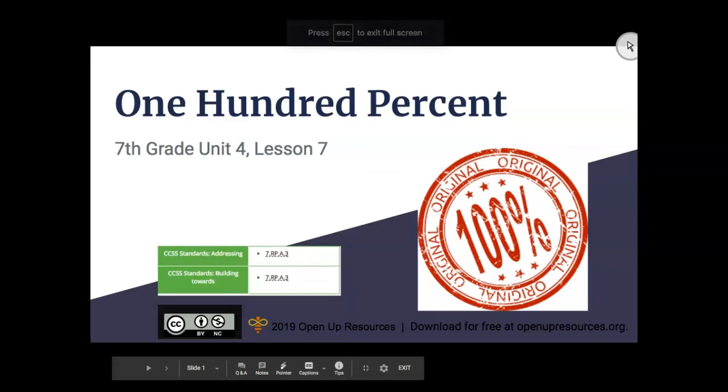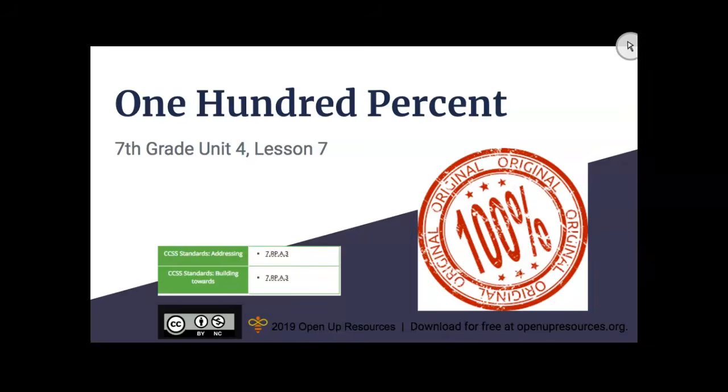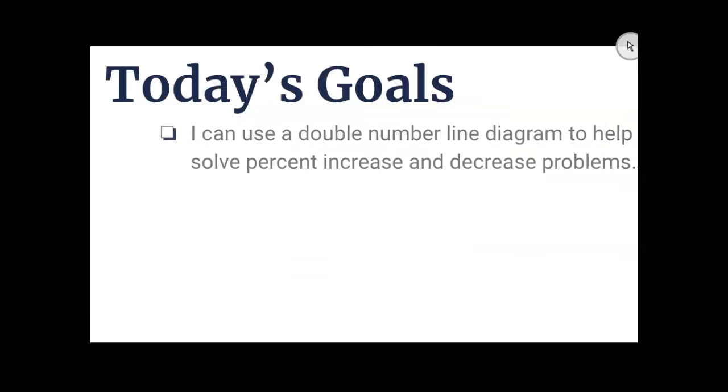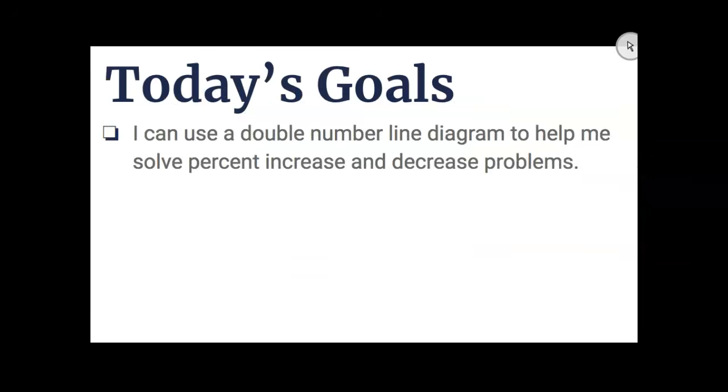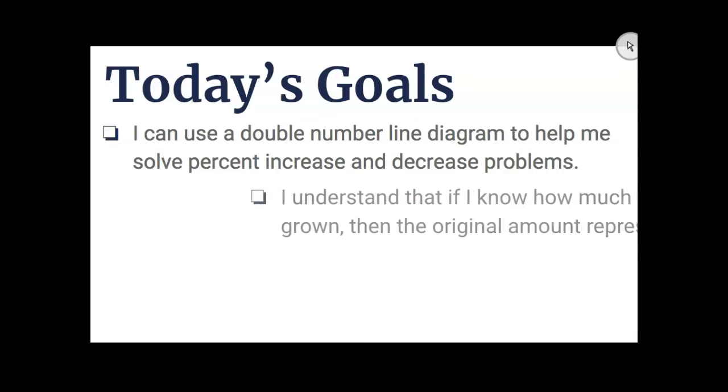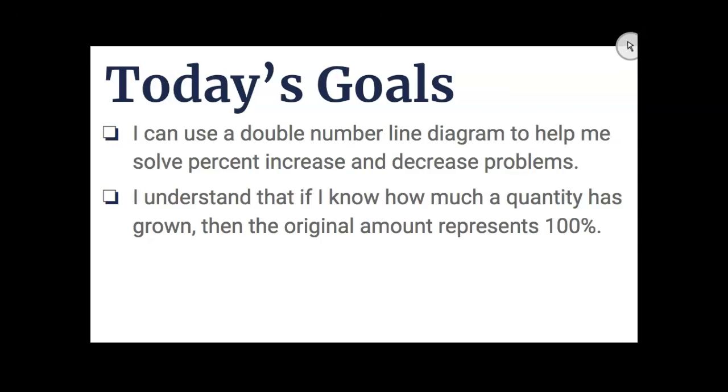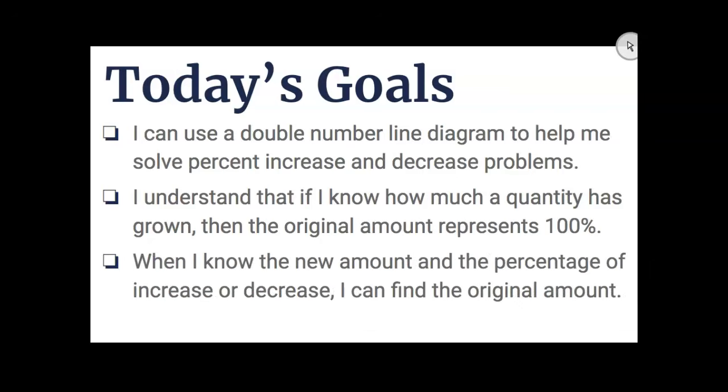In this video, I'll be summarizing 7th grade Unit 4, Lesson 7, 100%. So today, you're going to try to use a double number line diagram to help solve percent increase and decrease problems. We're going to really focus on that 100%. So the original amount is always the 100%. And we are going to try to figure out the original amount if you know the new amount and the percentage of increase or decrease.